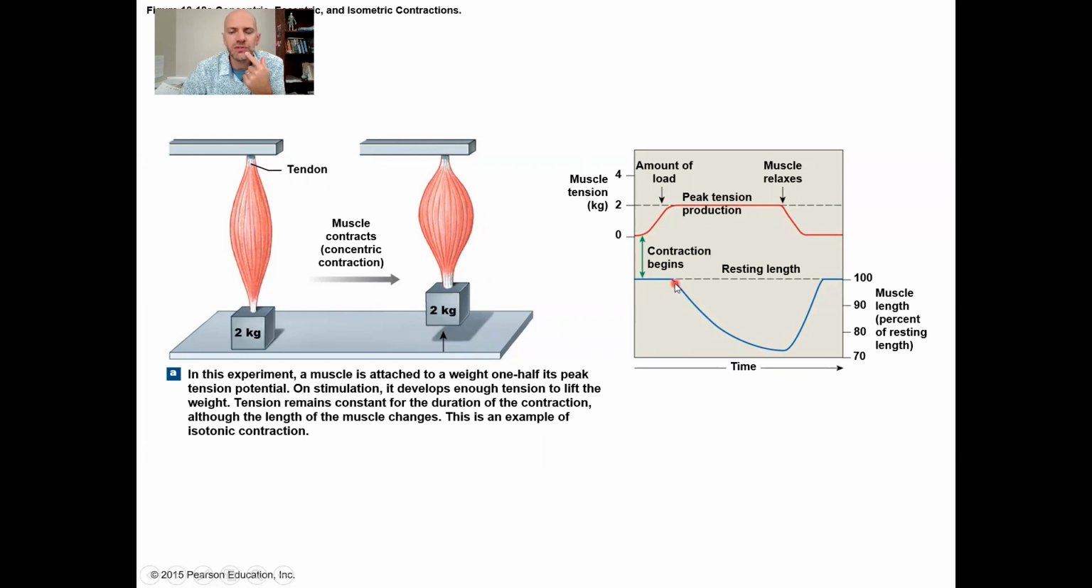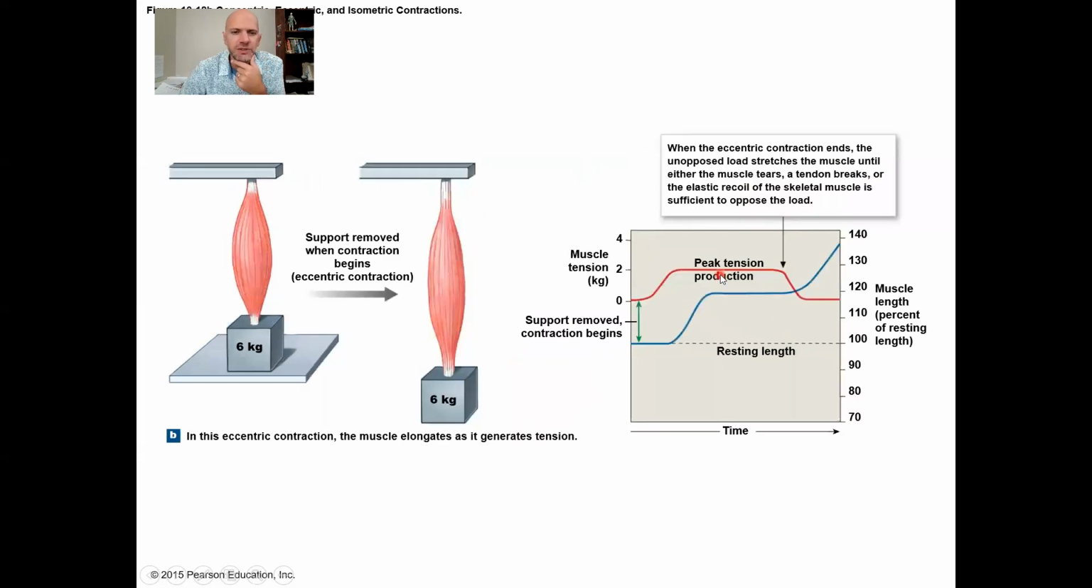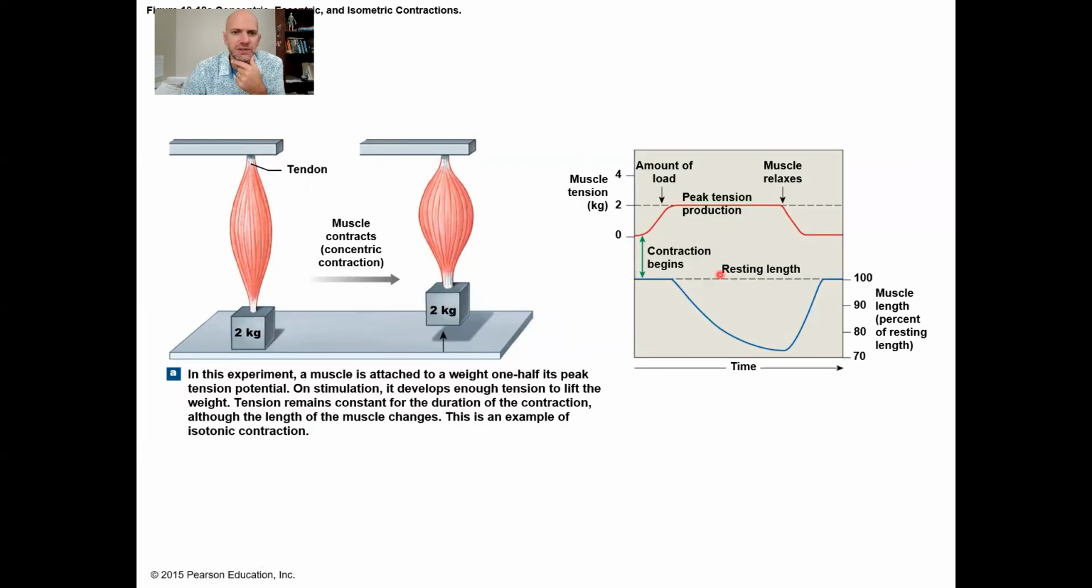The length here goes from short to long. So you shorten the distance between origin and insertion. We shorten it and then we put it back down. So you can see the tension produced and the length of the muscle, how it responds. That's how you interpret this graph. So this is eccentric. Concentric means shortening of the muscle. Eccentric means lengthening of the muscle.